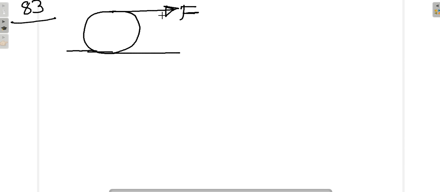They are asking how much is the horizontal distance traveled when the sphere makes one full rotation, meaning when the angular displacement is 2 pi. Okay. So now in this case, we do not have friction, so the only force acting is the force F.